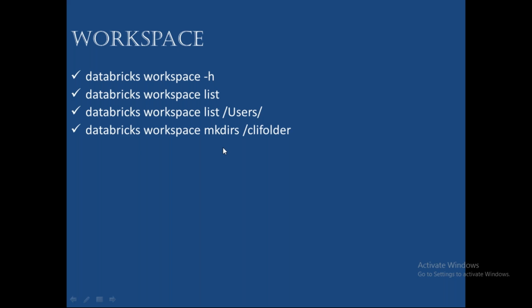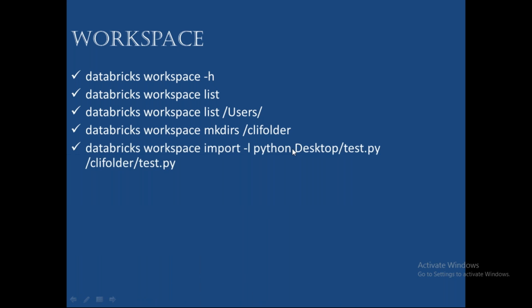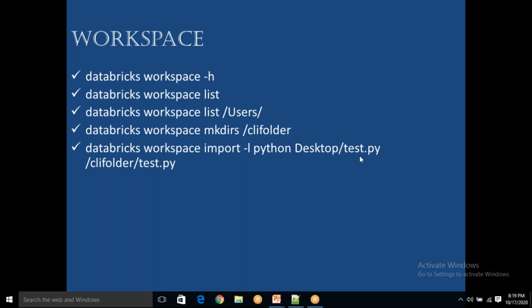But if you want to create one more folder, you can use something like mkdirs, the CLI folder you need to create. Then I want to import a particular notebook. For example, I want to import some Python file from my local desktop to the folder which I have created in Azure Databricks, the CLI folder I have created in Azure Databricks.